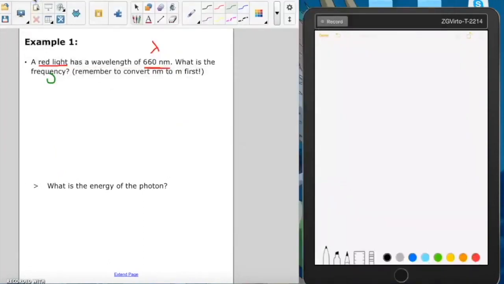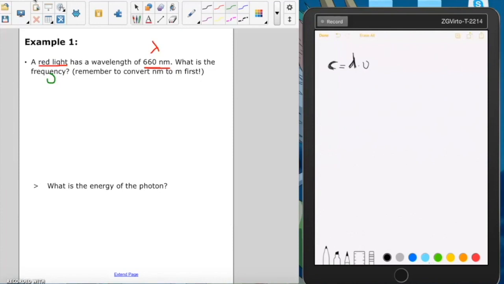Okay, so if we want to do that calculation, the first thing that we need to remember is that the speed of light equals the wavelength of the wave times the frequency of the wave. We know the wavelength. We know the speed of light. Can we solve for the frequency?